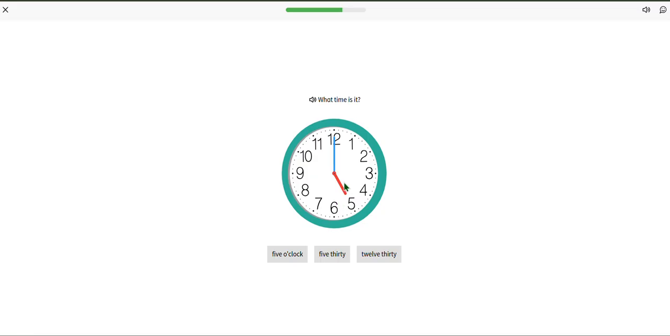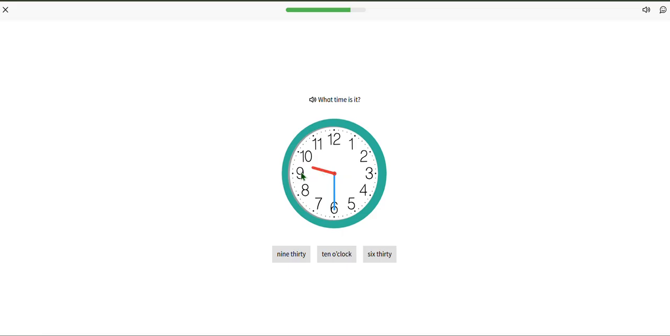Our next time, we're going back to the minute hand being right on 12. So that's o'clock. And our hour hand is at 5. So we're back to 5 o'clock.